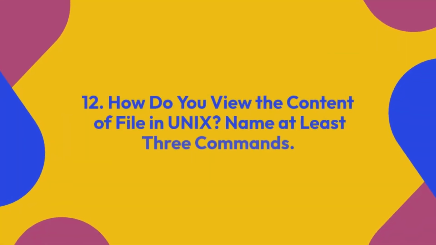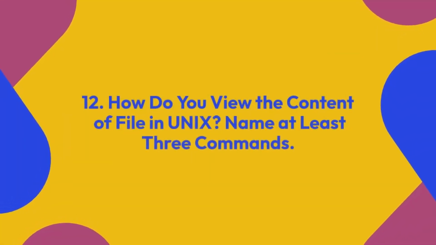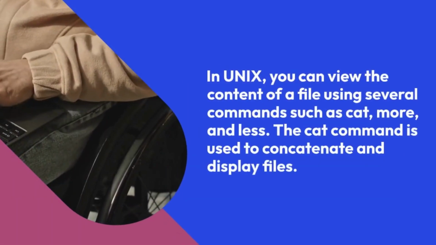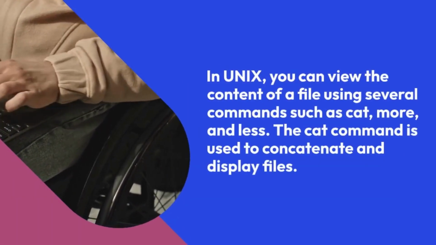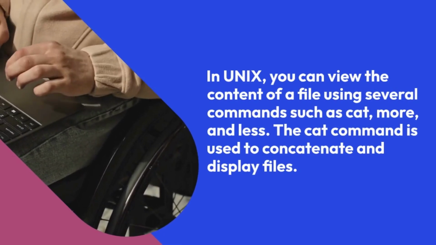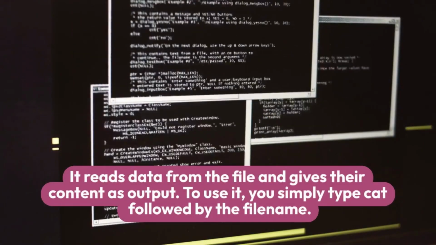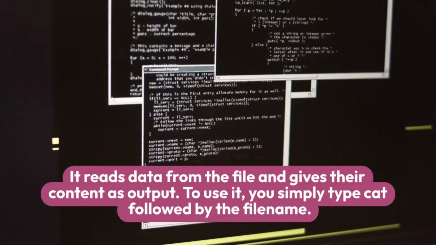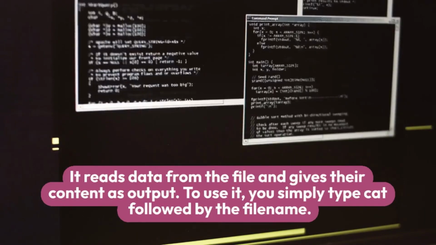12. How do you view the content of a file in Unix? Name at least 3 commands. In Unix, you can view the content of a file using several commands such as cat, more, and less. The cat command is used to concatenate and display files. It reads data from the file and gives their content as output. To use it, you simply type cat followed by the file name.